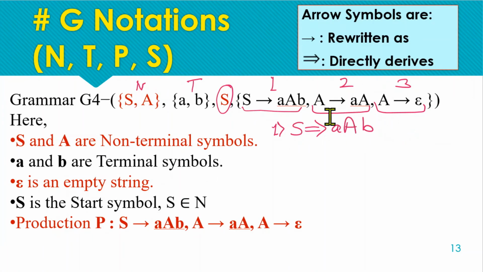Further we have the option to use rule number 2 or rule number 3. If we are using rule number 3, then A is replaced with null and the string derived is AB only. Next, if we are not terminating it with null, then we have to apply rule number 2. So let's start with the next option of derivation.